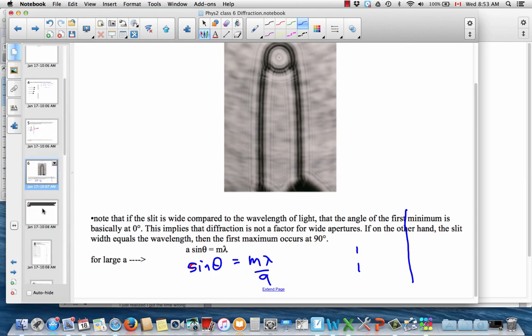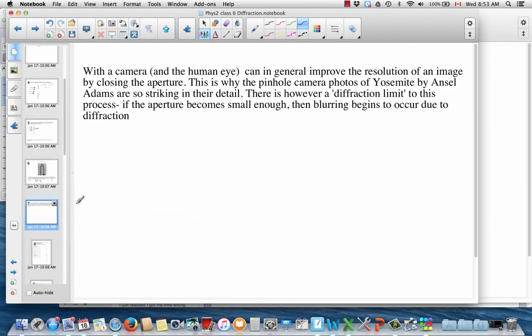Okay, so what do calculations look like? Okay, that's just a comment on pinhole cameras. I might show you one in class.